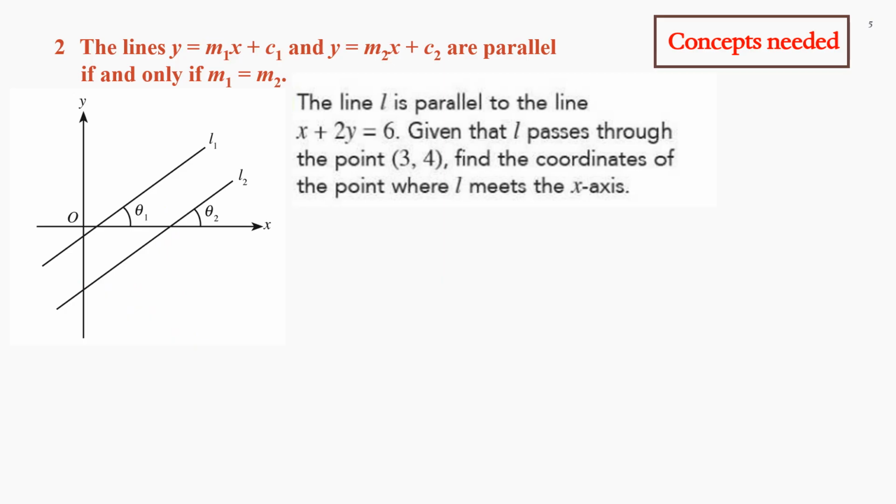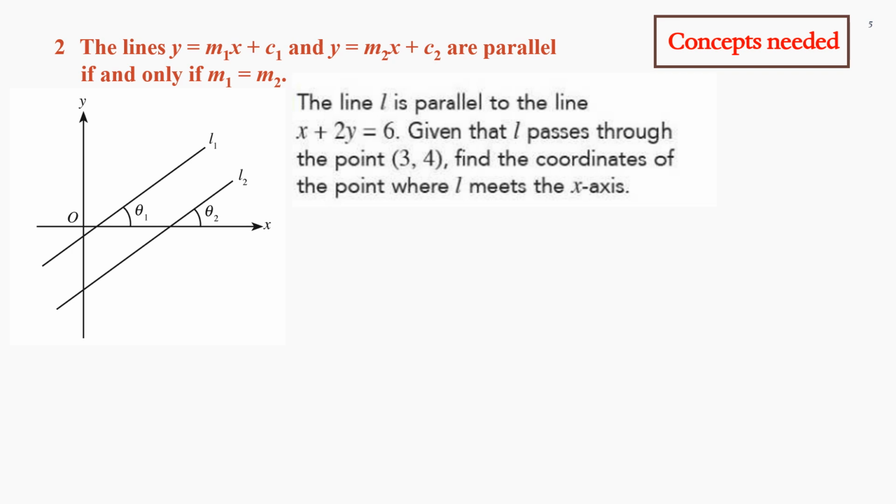Right, what's the next concept that is needed? Right, so if we're given two lines, y equals m1x plus c1, and another line, y equals m2x plus c2, and if these two lines are parallel to each other, then the gradients must be equal to each other. Right, so I have an example there to show you how we can actually apply this concept. So supposing I have a line L, and this line L is parallel to another line, which is x plus 2y equals 6. And given that this line passes through a certain point 3, 4, we are asked to find the coordinates of the point where the line L meets the x-axis.